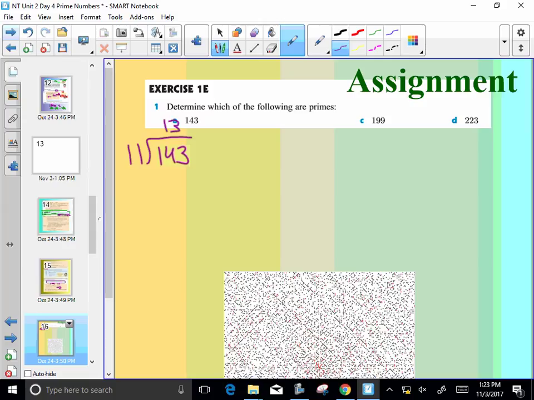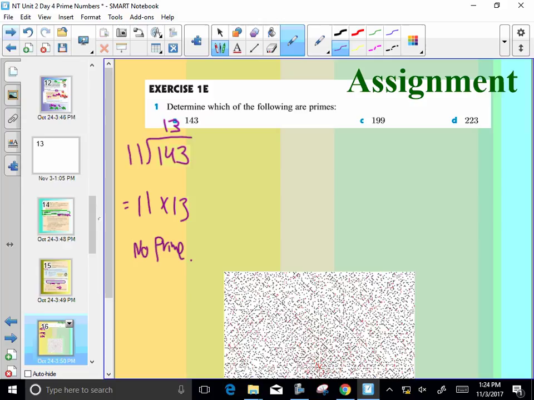And what is 11 going into 143? 13. And right there, you know that 11 times 13, you don't need to try anything bigger, because what's the square root of 144? 12, right? So you know that you only need to go as far as 11. This is not prime. Let's try the next one, 199.